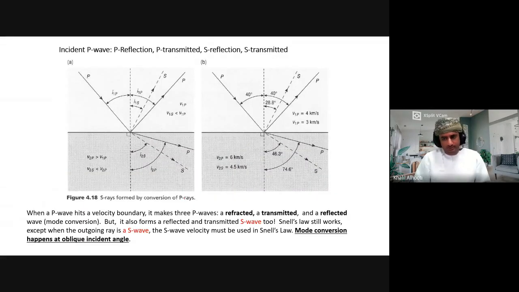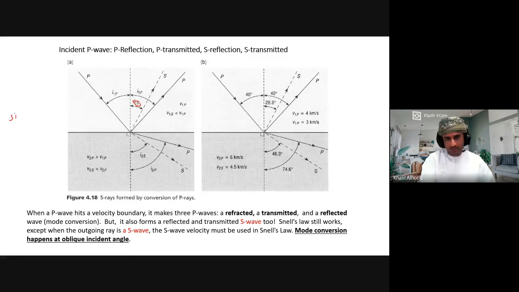Back to Snell's law. Whenever there is an interface, the P wave will generate reflected S waves and reflected P waves. The angles of reflection are all dependent on Snell's law. So how can I get the angle of reflection for the S wave? Snell's law is also applicable here.